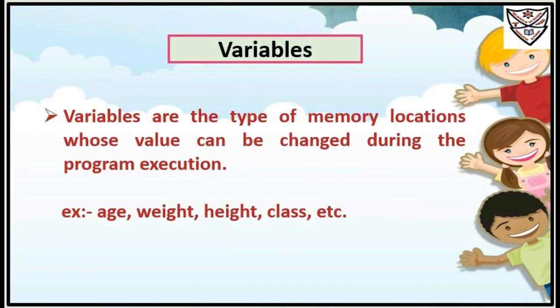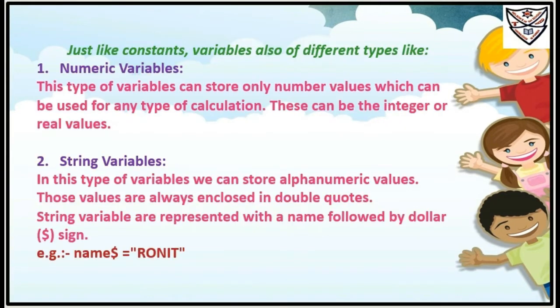Variables. Variables are the type of memory location whose value can be changed during the program execution. Example: age, weight, height, class, etc. Just like constants, variables are also of different types, like numeric variables and string variables. First, numeric variable. This type of variable can store only number values which can be used for any type of calculation. These can be integer or real values. Now, string variables. In this type of variable we can store alphanumeric values. Those values are always enclosed in double quotes.